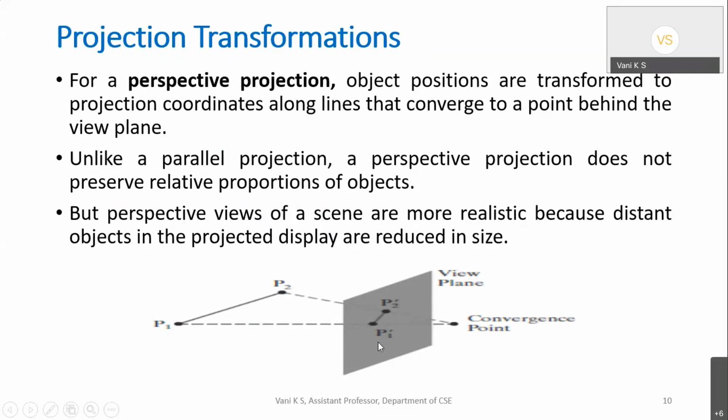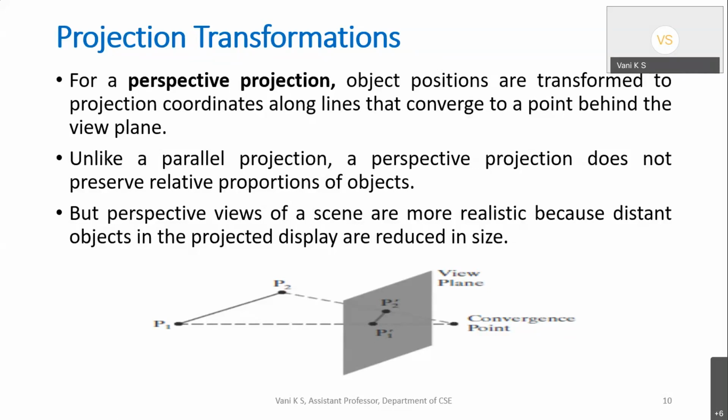Actually, perspective projection is the way our human eye sees, the way our camera sees. When I move the camera closer to the object, the size will increase. When I move the camera away from the object, the size of the object decreases. I'll repeat it. As I move the camera closer to the object, the size of the object increases. As I take the camera away from the object, the size of the object decreases. So this is how our normal eye sees, how our camera sees.